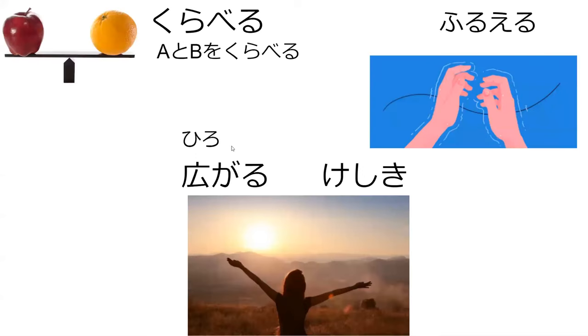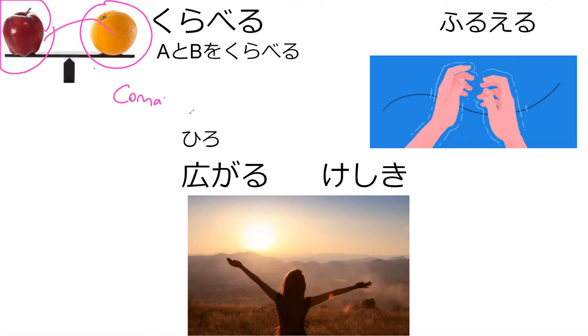Okay, here are some vocab words. First, I want to start with this word. What does it say? Kurabiru. Yes, kurabiru. For example, in English, we say you can't compare apples and oranges. Interesting. Yeah, it was a popular English phrase because kurabiru means to compare.